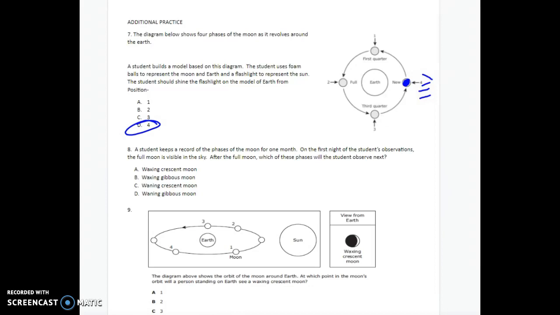Number 8, a student keeps record of the phase of the moon for 1 month. On the first night, the student observes the full moon visible in the sky. After the full moon, which phase will they observe next? Well, we know full moon.